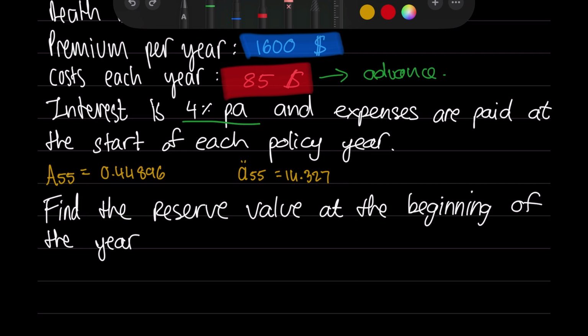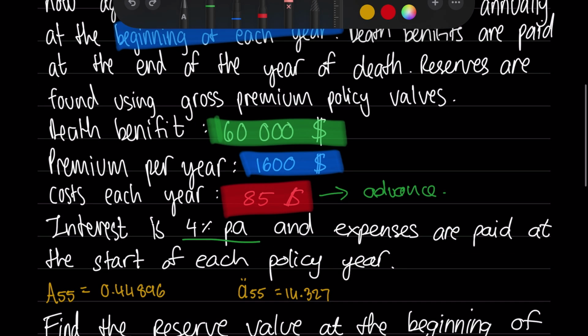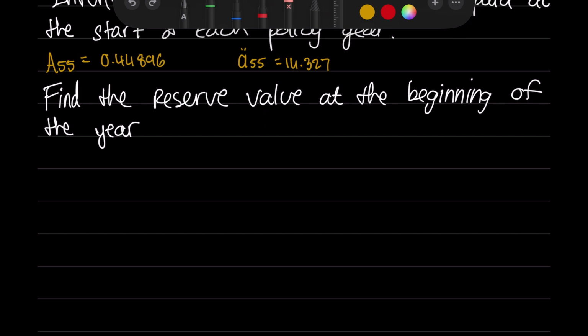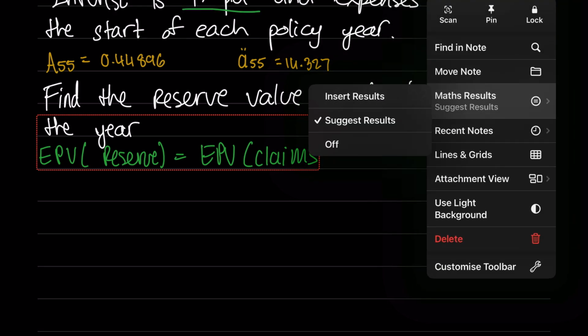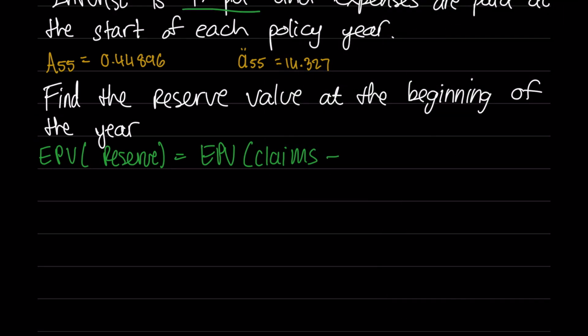So the first question is asking us to find the reserve value at the beginning of the year. So this person is exactly 55 years old, so we need the reserve right now. Let's write out the formula. It's the EPV of claims plus the expenses minus the EPV of future office premiums. Since there are so many bits to this equation, I'll just do one by one.